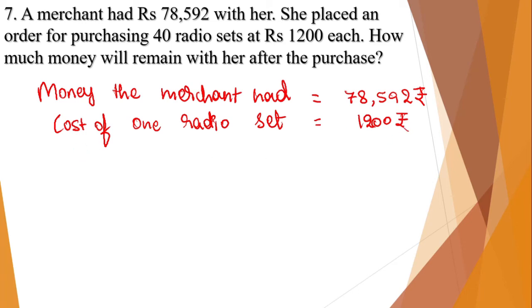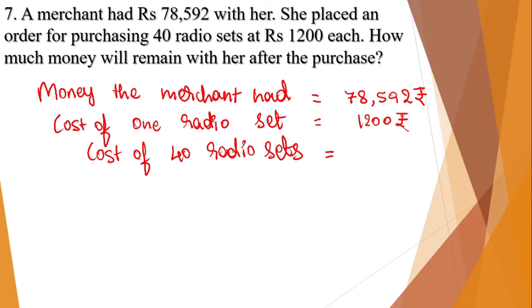And now the cost of one radio set is 1,200 rupees, and the merchant had 78,592 rupees with her. Now we should find the cost of 40 radio sets.